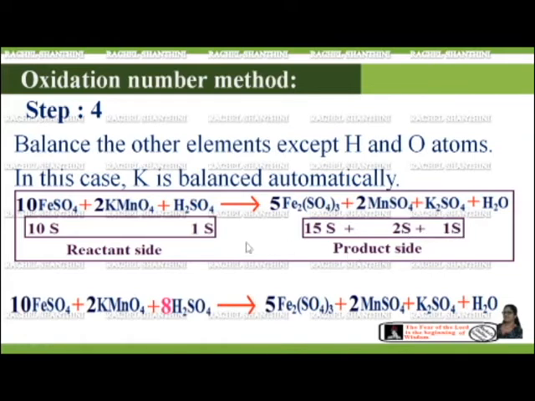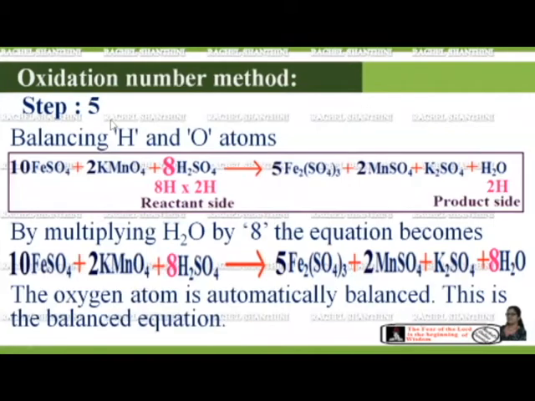Now let us balance the number of sulfur on both sides of the reaction. We need 8 more sulfur in the reactant side to balance the number of sulfur atoms on both sides of the reaction. So let us multiply the sulfuric acid by 8. So the equation becomes 10 FeSO4 plus 2 KMnO4 plus 8 H2SO4 gives 5 Fe2(SO4)3 plus 2 MnSO4 plus K2SO4 plus H2O. In step 5, let us balance hydrogen and oxygen atoms.